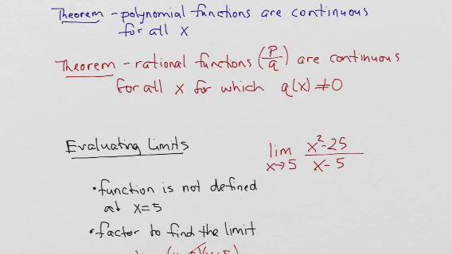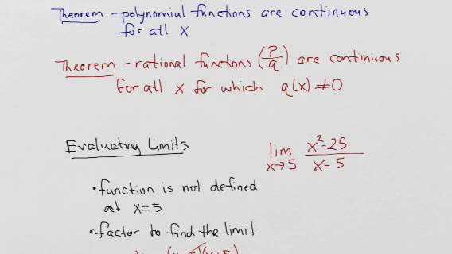Well, good afternoon. Today we're going to be talking about limits of polynomial and rational functions, whether they are continuous, and how to find those limits. First off, the theorem of polynomial functions says that polynomial functions are continuous for all x. Remember, a polynomial is basically an equation where there are no variables in the denominator, all of them in the numerator.